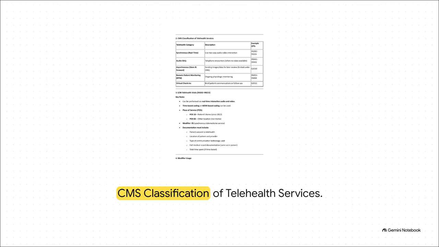This breakdown of the CMS classifications is super helpful. Your standard office and outpatient EM codes, that's 99202 through 99215, are your go-to for live two-way audio-video visits. But as you can see, there are also entirely distinct buckets for audio-only, asynchronous store and forward, and remote patient monitoring. Figuring out which bucket your specific service falls into, that is literally step one for compliant billing.